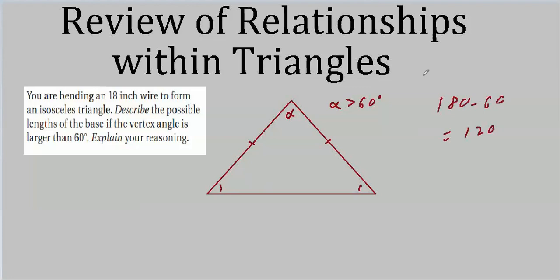But this angle here is greater than 60 degrees, which means that if this was 60, these would also be 60. That means each of these angles here is less than 60 degrees. Less than 60 degrees.